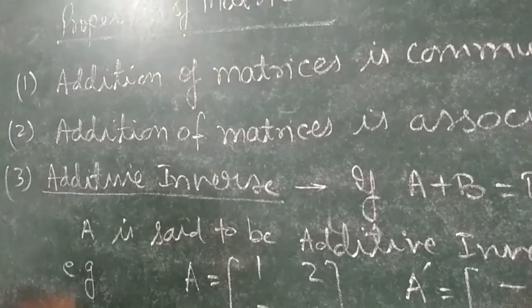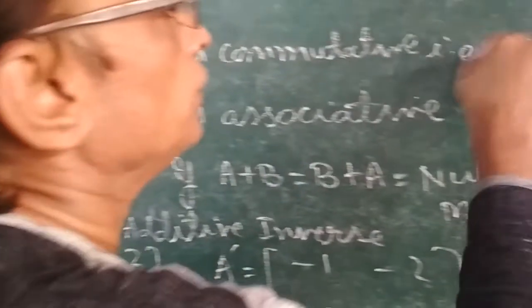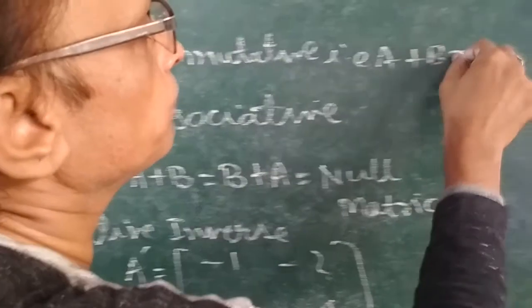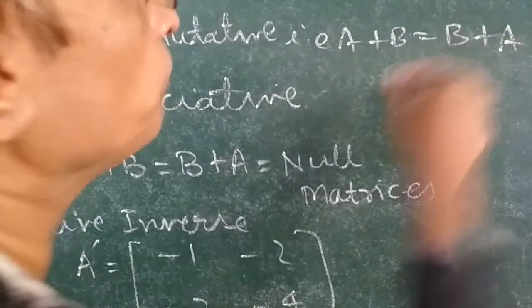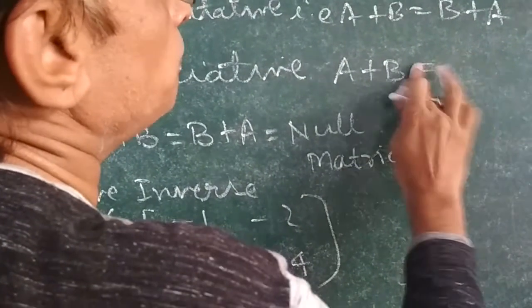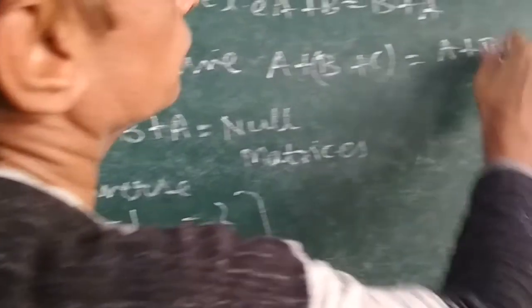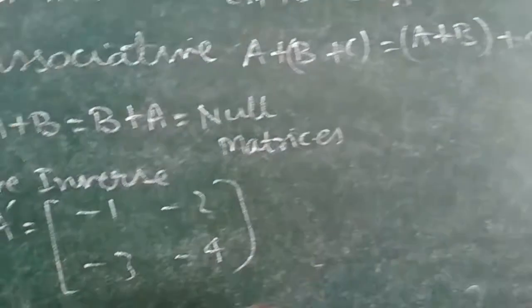First, addition of matrices is commutative. That is A plus B equal to B plus A. This is possible in matrices. Addition of matrices is associative. That is A plus (B plus C) equal to (A plus B) plus C. It is possible.